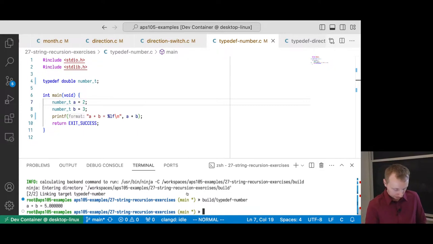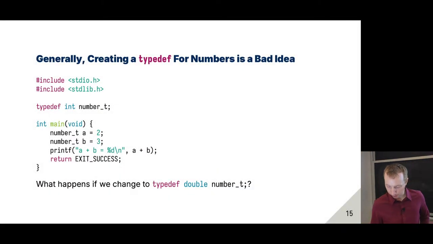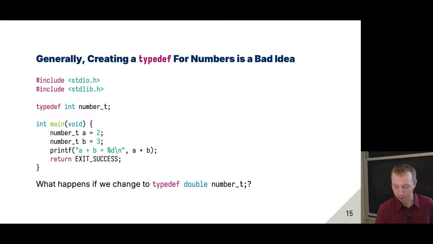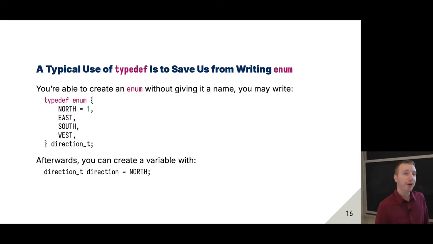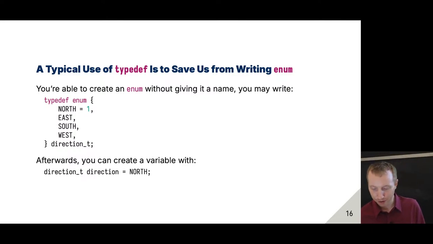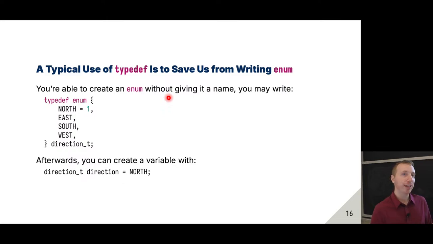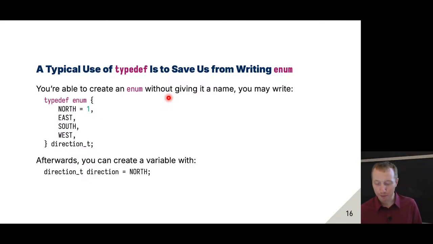All right, so why did I show you typedef if it is such a poor idea? Well, the typical use of it, you have to get into some weird C language rules, which I looked ahead and is encouraged. Some people like doing this, some people don't. So what you can do is use that typedef to save you from writing enum all the time with types. So you can actually create an enum without a name. That is a perfectly valid thing to do. If I did it without a typedef, it would be useless, because I'd never be able to create a variable of that type since it doesn't have a name.